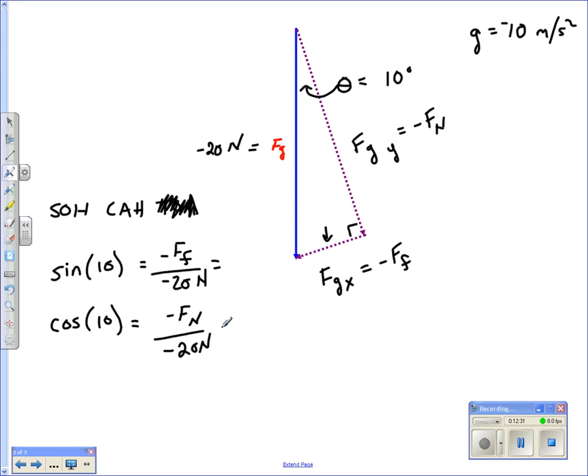Okay, and we'll do some quick calculations here. What we need to do is multiply sine of 10 by negative 20 and cosine of 10 by negative 20, and it'll give you these. If you want to, you could even just drop the negative signs, because ultimately they become positives, because you have negatives in both the numerator and the denominator.